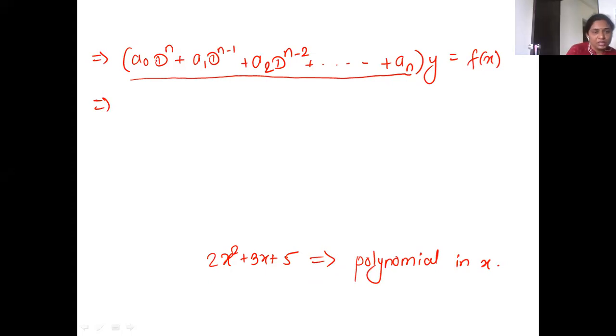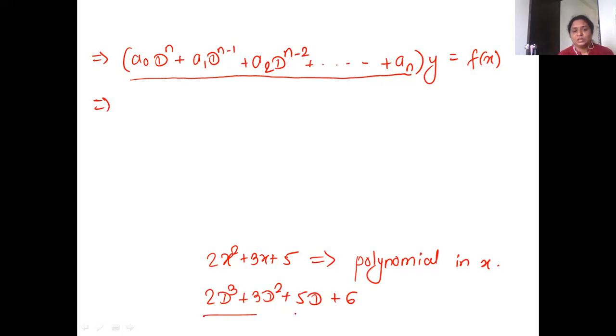Polynomial in x. It can have any order, any power. So this is a polynomial in x. Now this a0, a1, a2, an all are constants. D is there, d raised to any power n. So it can be like 2d cube plus 3d square plus 5d plus 6. If a0, a1 and so on are constants and d is raised to n, then it will be like this. So what is this?